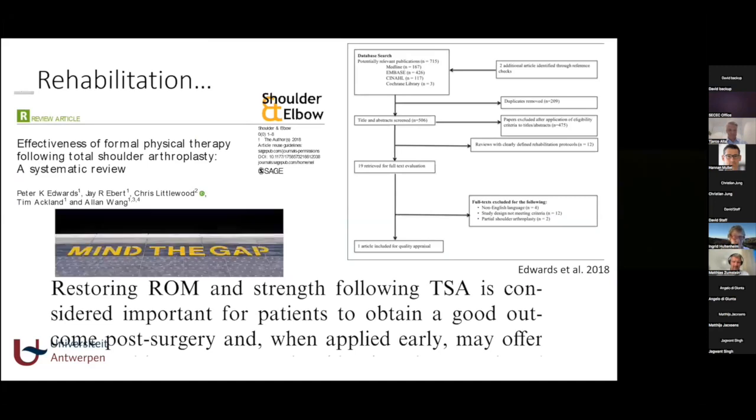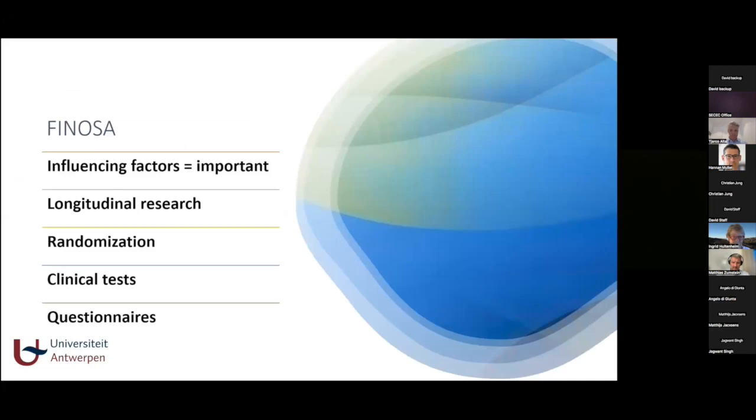Therefore, I want to make the link with my own research because this is one of the reasons we started the project. In 2019, we started the FINOSA project, Factors Influencing Outcome After Shoulder Arthroplasty, under guidance of Professor Verborgt and Professor Struijf. We saw that guidelines were missing and made a link with influencing factors. When we can determine possible influencing factors during the rehabilitation, we can give this information to the orthopedic surgeons, physiotherapists, and other caregivers, so they can take them into account.